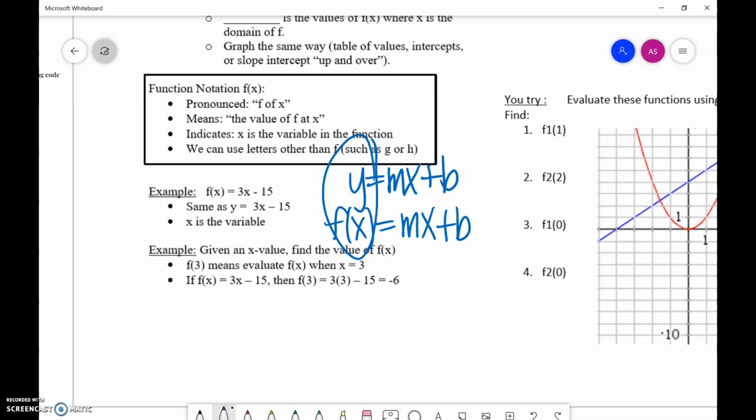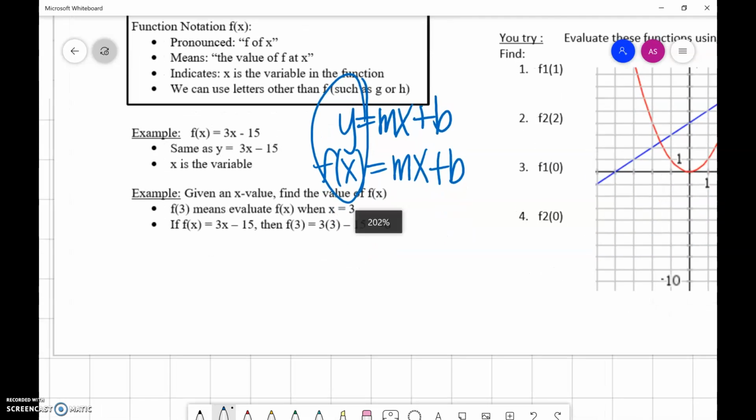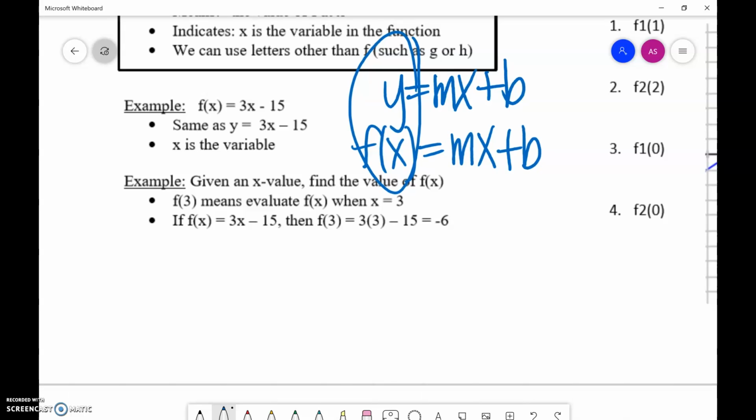In this activity, you'll see sometimes they're going to give you an x, and that means you're going to find y, or they may give you a y and tell you to find x. So let's look at the example they gave us here. As you see, they're saying that f of x and y are the same thing. In this particular function, they're giving us f of 3. What that means is I want the value of this function at 3. I want that y value. And all this means is that x is equal to 3.